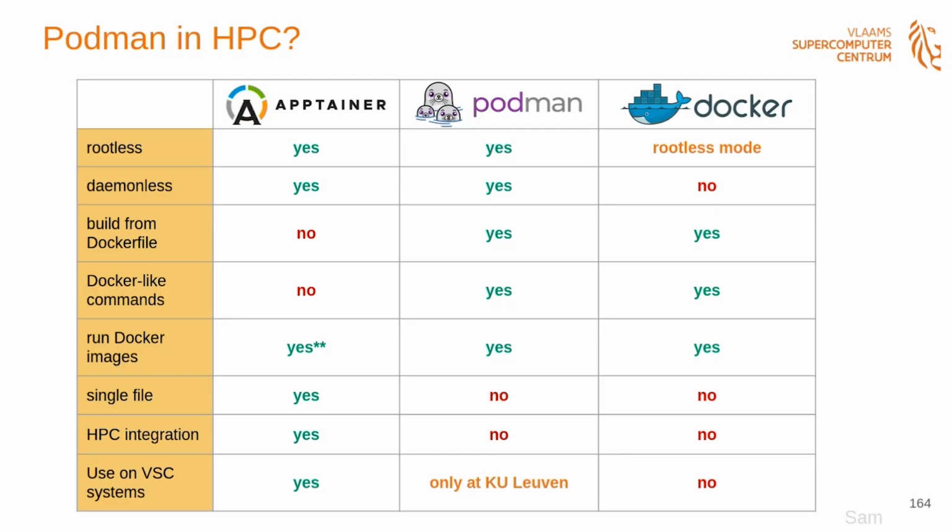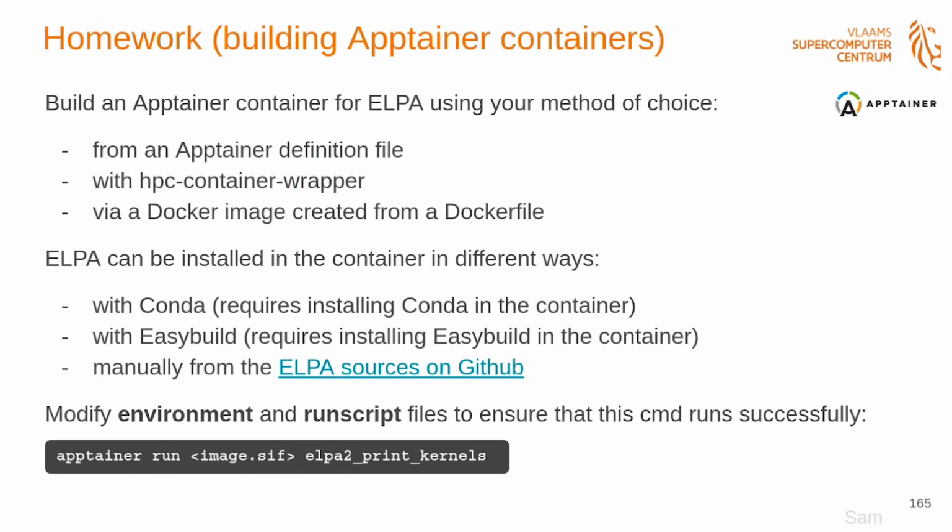Okay, so that's it, and then I have some homework if you're up to it. It's again building Alpa in a container, but you can choose however you want to do it, depending on how confident you feel. If you have not too much confidence, then take the easiest route, which is the HPC container wrapper, or you can write your Apptainer definition file, or you can do it via Docker.